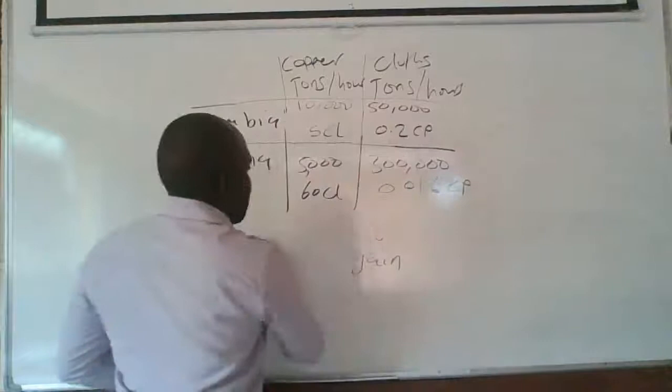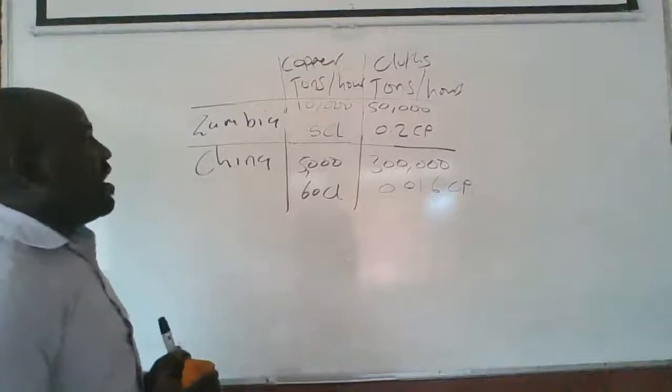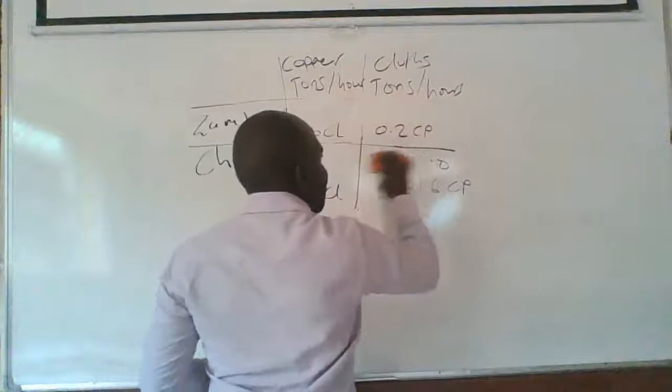Okay, so we have the opportunity cost. To make sure that your work is clear, it's advised that you redraw the table and just show the opportunity costs and then make your decision. In that case then, I'll remove these values here and only leave the opportunity costs.